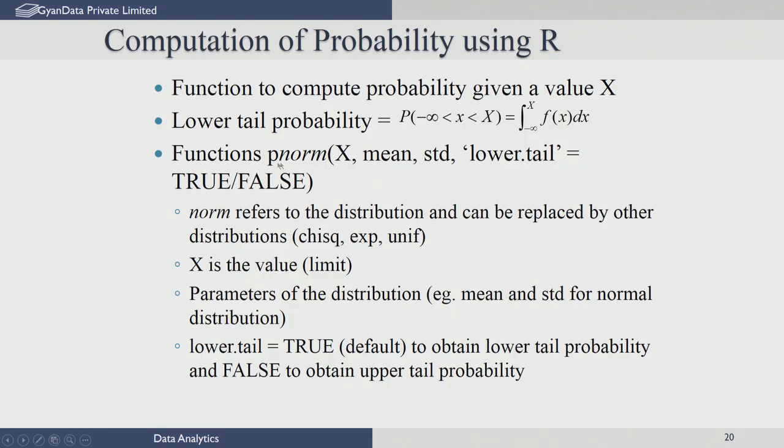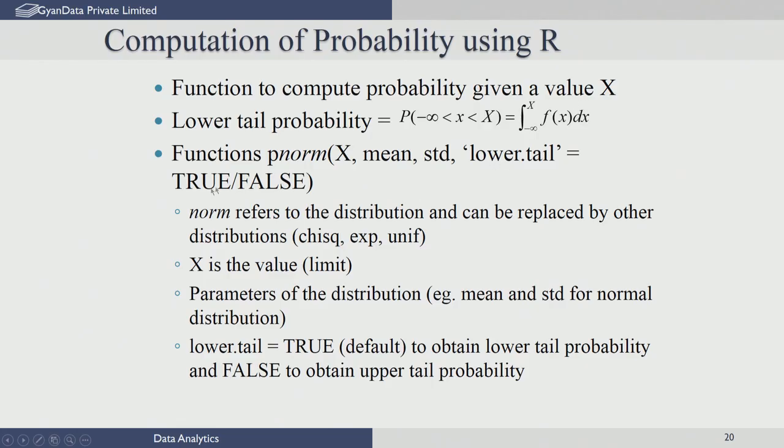It is called pxxx. In the case of a normal distribution you call it pnorm. You give it the upper limit in this case, and then you define the mean and standard deviation, the two parameters of the normal distribution, and you also specify whether you want the upper tail probability or the lower tail probability. We will see what it is, and this function will give you the probability value, the value of this integral. Notice this integral is nothing but the area under the curve between minus infinity and x. If lower.tail is equal to TRUE, it will give you this integral value, the area between minus infinity and x.